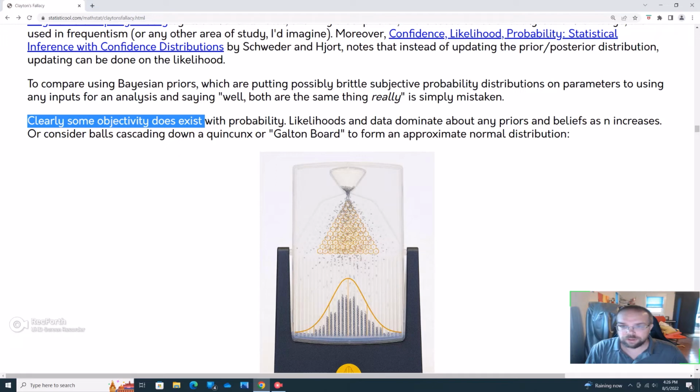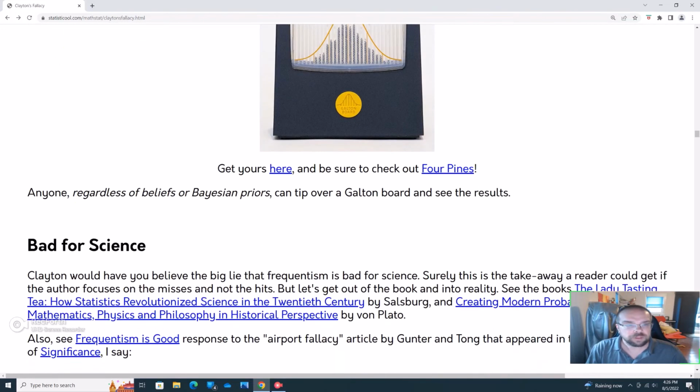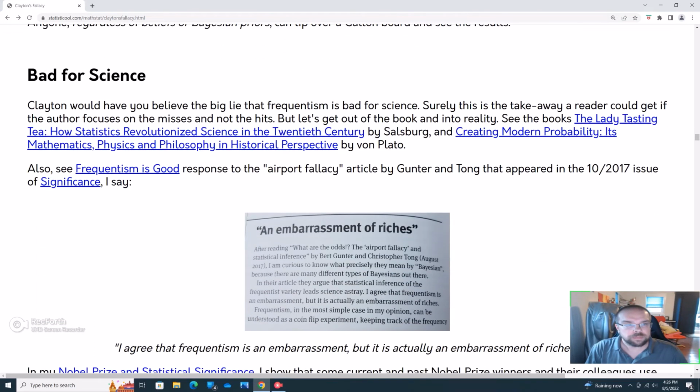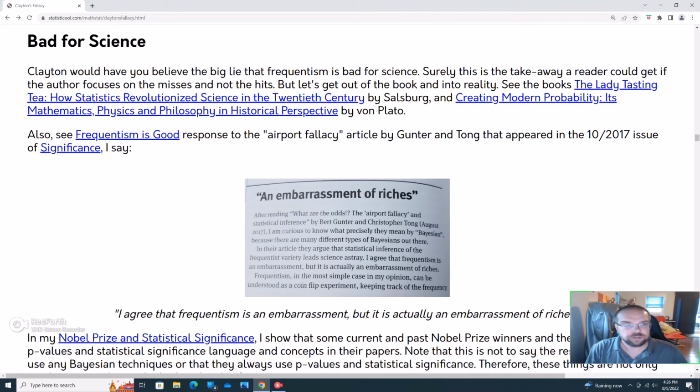So I would say that clearly some objectivity exists with probability and with science. I mean, what are we studying if not that? Are we studying a scientist's belief about something, or are we studying the underlying something and then forming a belief? Okay.